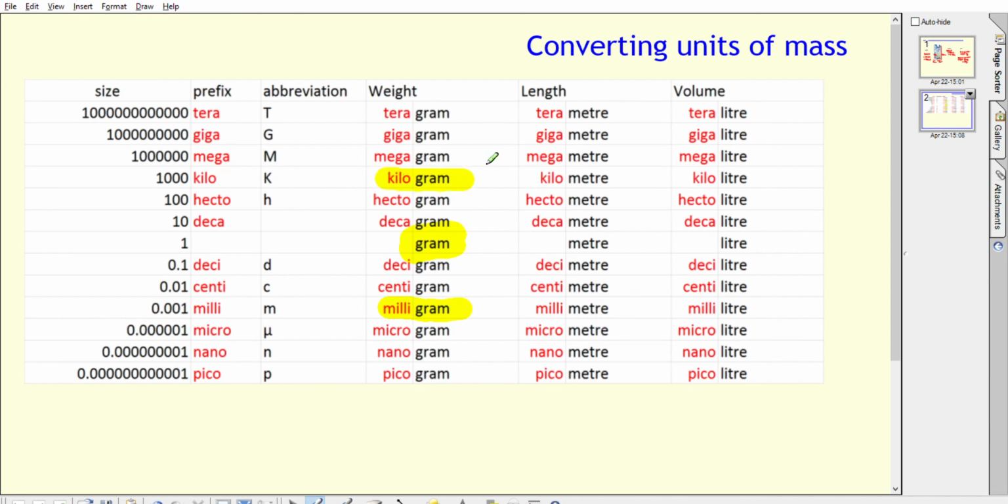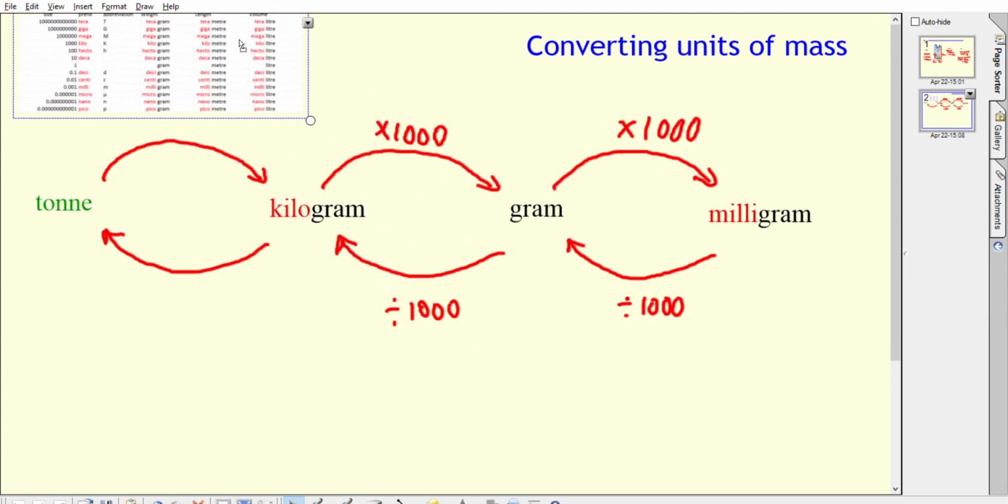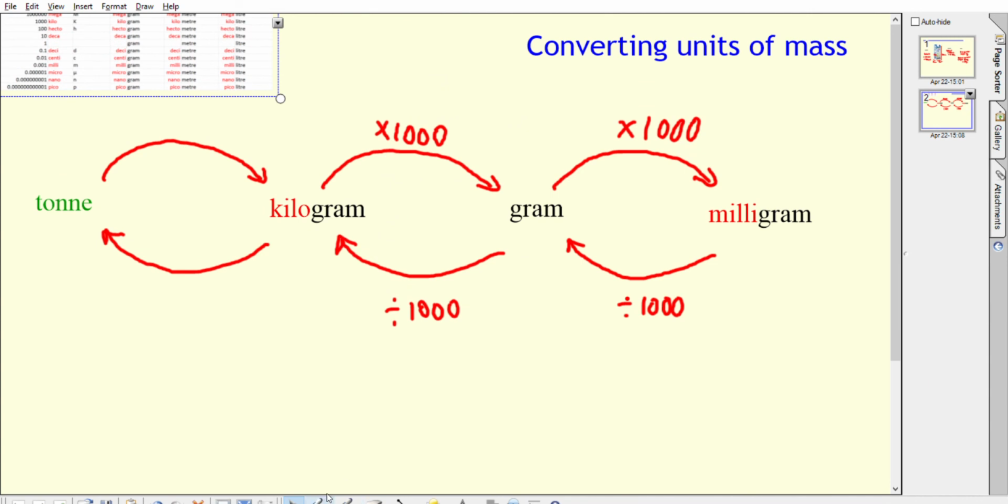Now, it turns out that 1,000 kilograms, which is a megagram, gets its own name for some people. So some people call a megagram a ton. It's called a metric ton. So to go from kilograms to tons, you divide by 1,000. And to go from tons to kilograms, you times by 1,000.